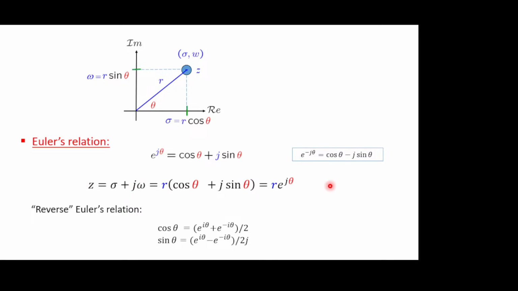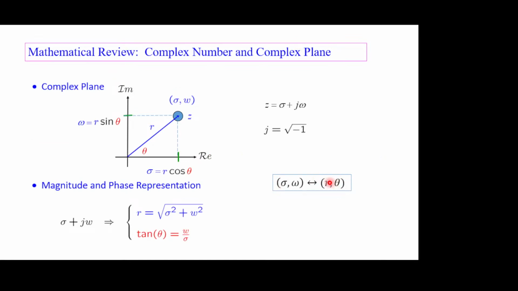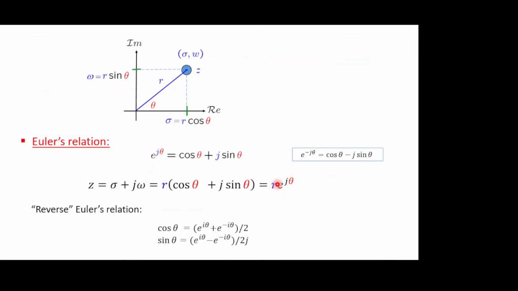So here we have the Euler relationship. We can express z as sigma plus j omega, where sigma equals r cosine theta and omega equals r sine theta, and this whole thing will also equal r e to the j theta. So you can see that if we have a complex number and we know r and theta, then we can write it as r e to the j theta. This is the polar decomposition of a complex number.